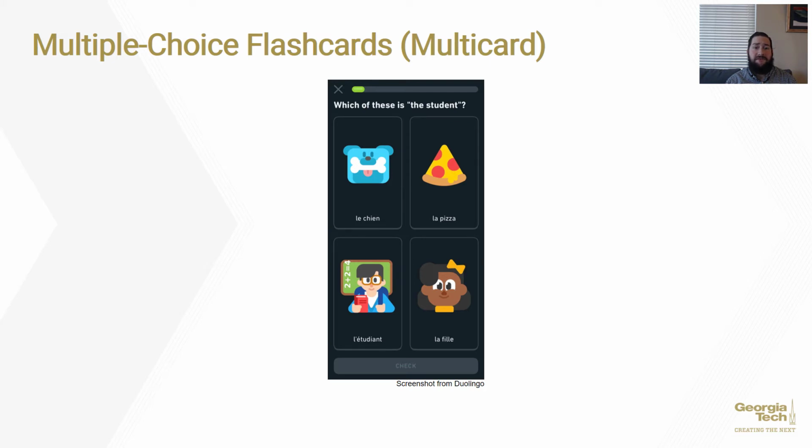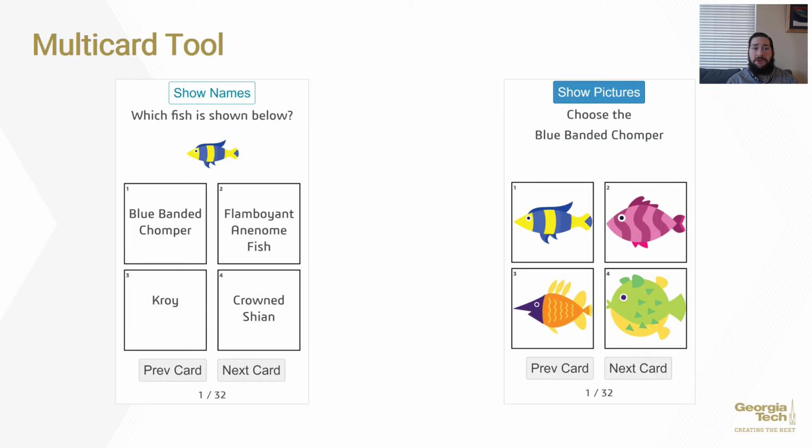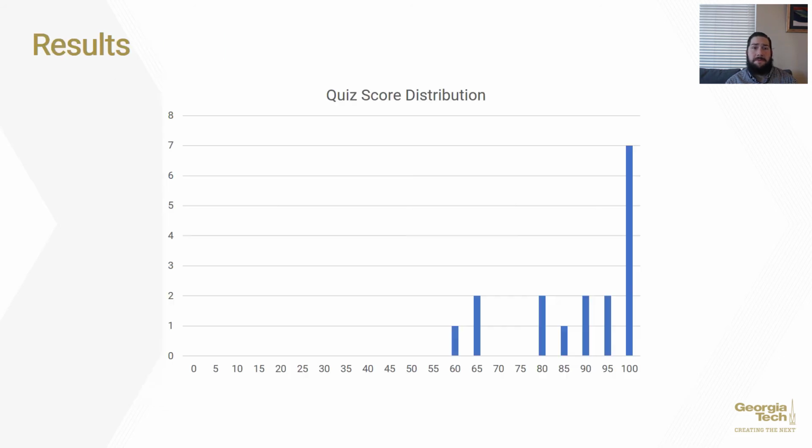I decided to test the effectiveness of this type of interface as a studying tool compared to flashcards, using fish identification as the topic being studied. For my experiment, I created both a flashcard tool and a multicard tool. Shown here is a flashcard tool with both the picture and the name side shown. This is the multicard tool showing the mode where the user is asked to identify the fish shown, and then the mode where they had to identify the fish by name.